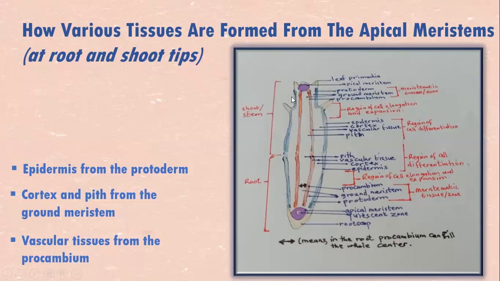In the stem, the same thing is happening at the shoot tip, producing protoderm here, ground meristem, procambium. The protoderm elongates, differentiates to become epidermis. The ground meristem becomes the cortex, and then the pith, and then the vascular procambium forms the vascular tissue. So this is how the apical meristems, the initials, produce all the other tissue.